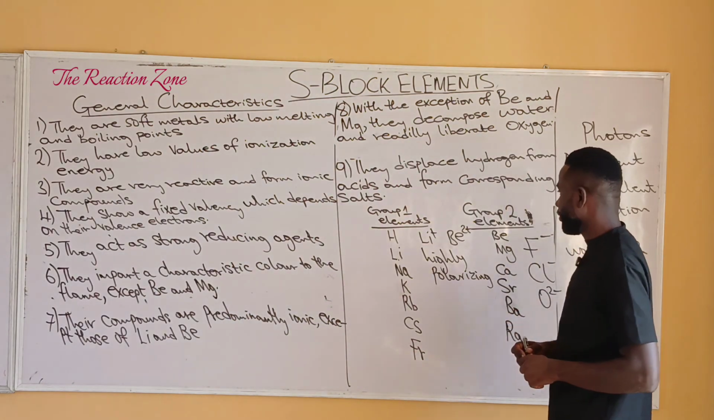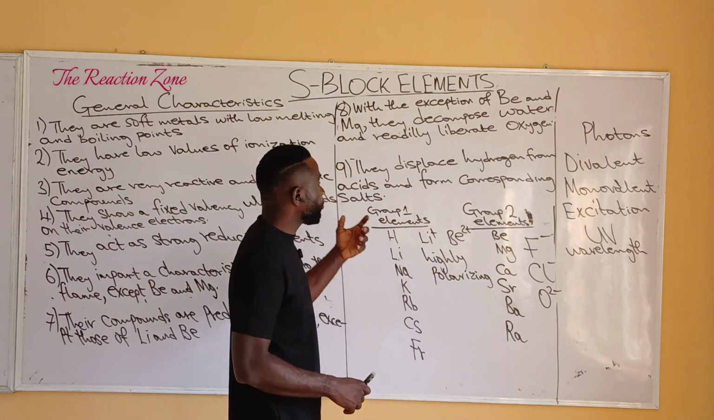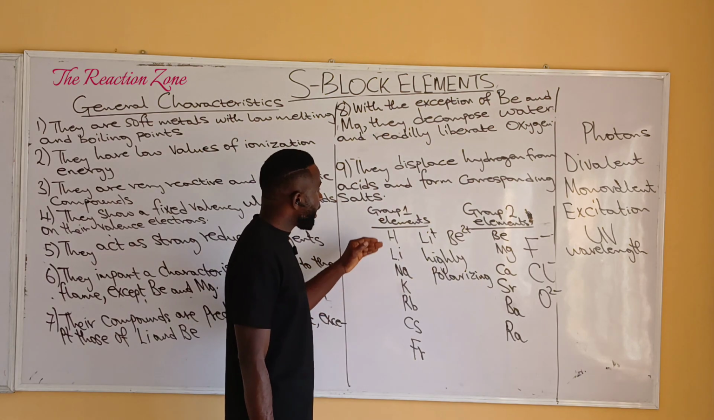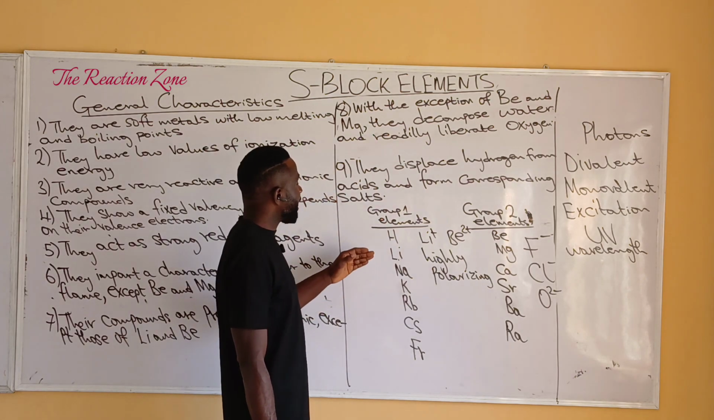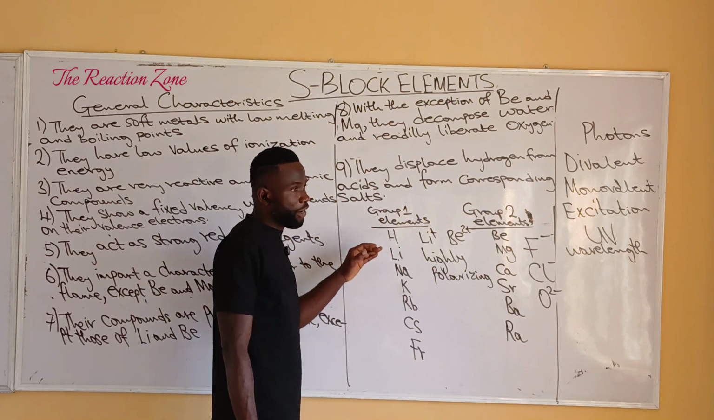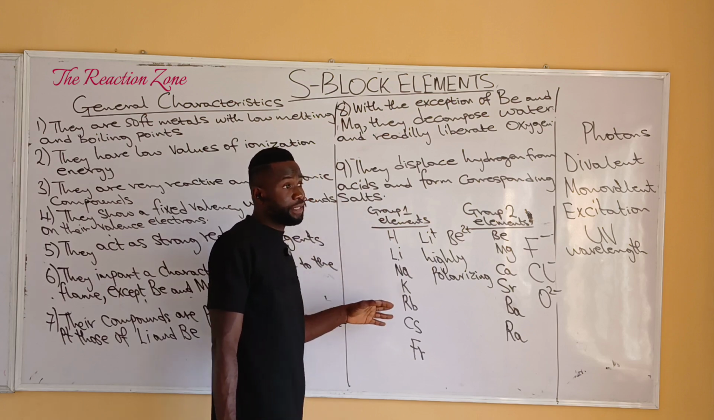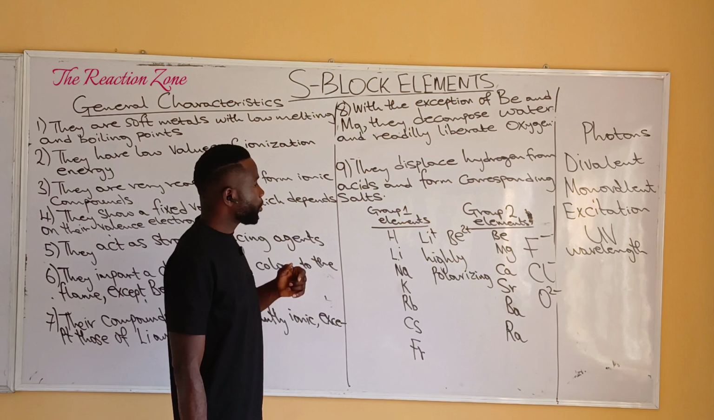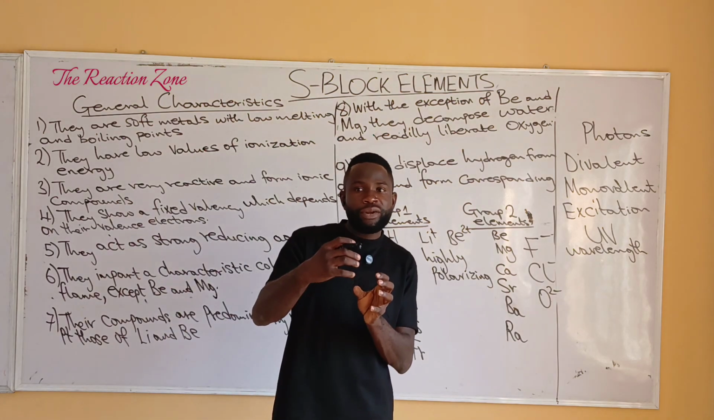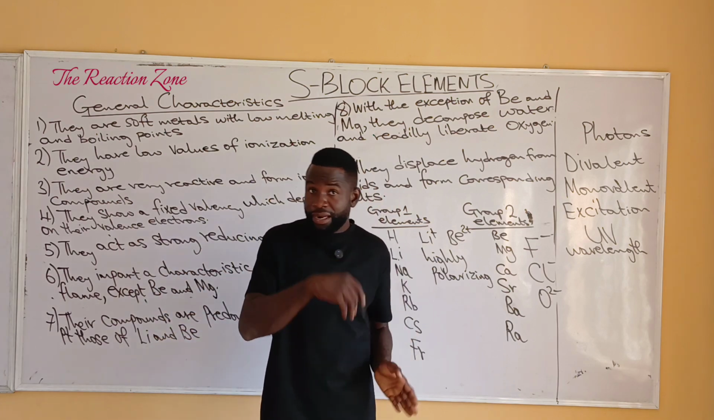The third reason is their low values of electropositivity. Lithium and beryllium are not as electropositive as other members of their group. They have low electropositive values when you compare them to other members of their group. So because of that, they tend to favor sharing of electrons rather than completely losing electrons.